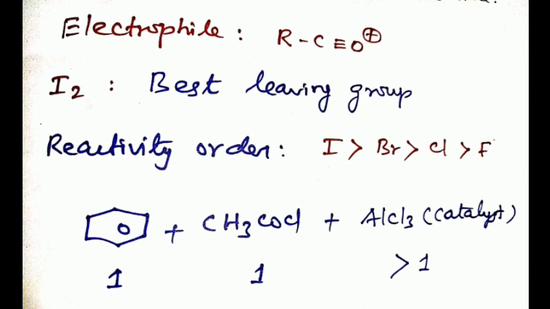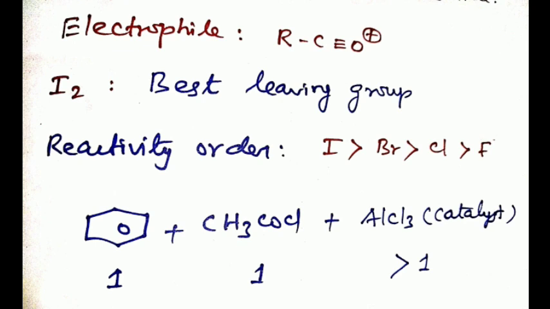Among halogens, iodine is the best leaving group in acylation. A bigger atom is usually more polarizable. Among halogens, iodine is bigger in size, so it is readily polarizable. The reactivity order of the halogens is iodine greater than bromine, then chlorine, and least reactive is fluorine.